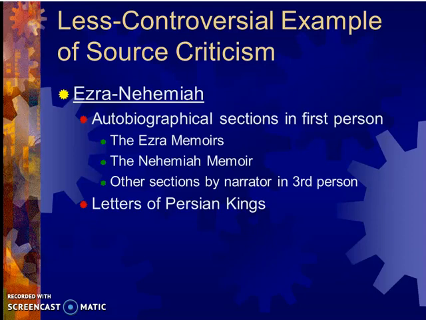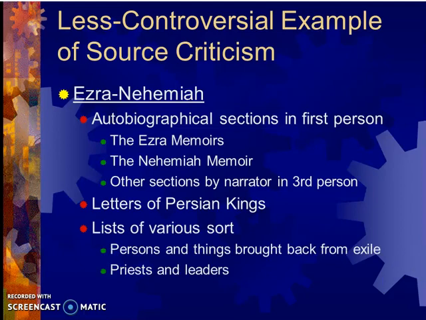And then there are letters of Persian kings, to and from Persian kings, that are found in Ezra and Nehemiah. Presumably these too are sources that existed outside of Ezra and Nehemiah. And there are lists of various persons or things that were brought back from exile, lists of priests, lists of leaders, and it's not unreasonable to think that those lists existed before they were incorporated into the books of Ezra and Nehemiah.